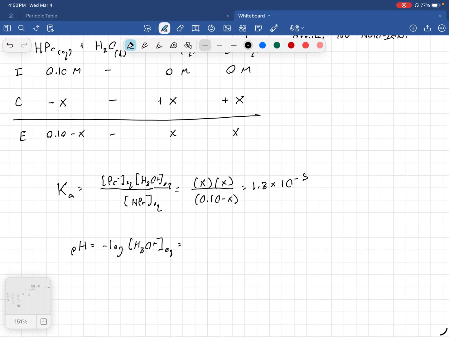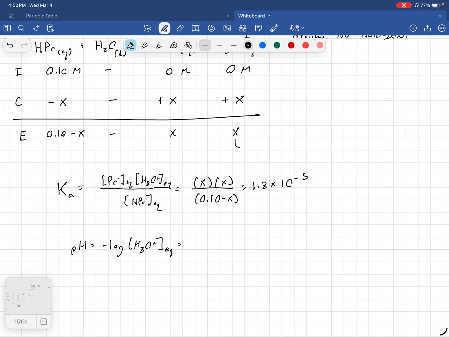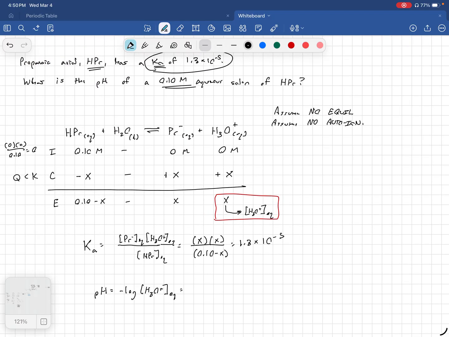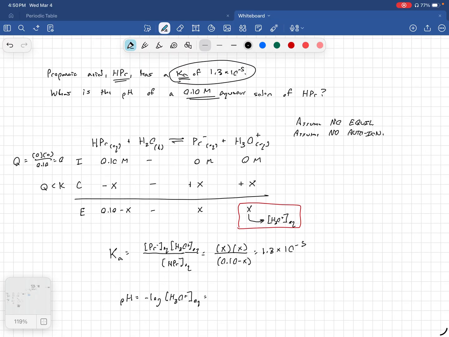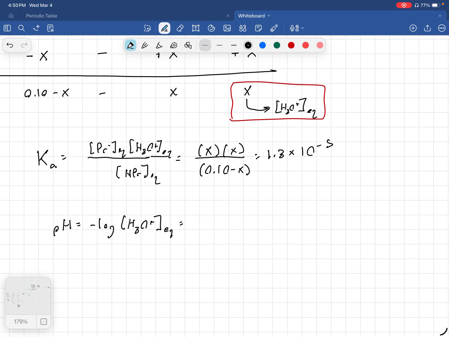Now you saw, and note, by the way, that X is the equilibrium concentration of H3O plus. So that's what we're solving for. Once we know X, then we know the H3O plus concentration at equilibrium, which we can then plug into our pH equation to get what the pH should be. And we'll see that this is going to be an acidic pH.